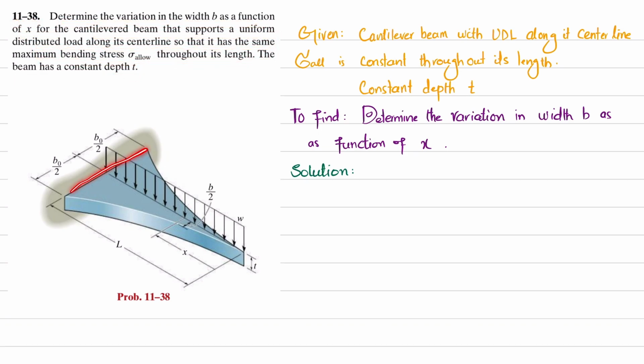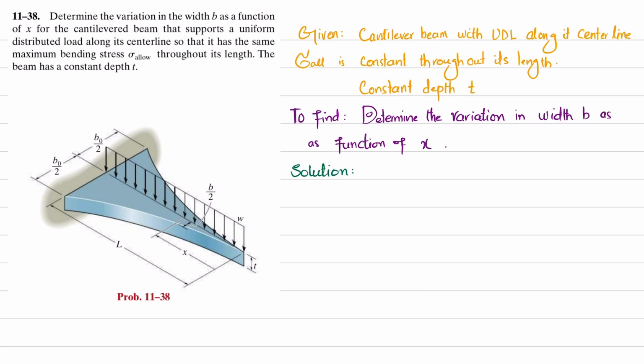So you can see this is the cantilever beam that is acted upon by a uniformly distributed load W at the center line. The thickness or depth is T, and the total width at this end is B naught, and at a distance of x the width is equal to B. So you have to find this B as a function of x. You have to find B in terms of x. Clear? And throughout the length, the maximum bending stress is constant.